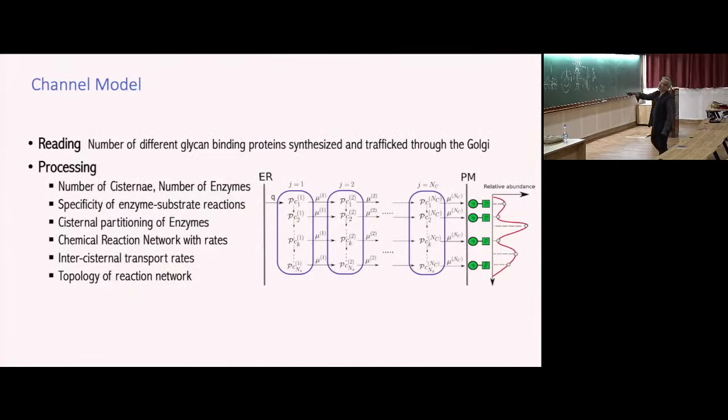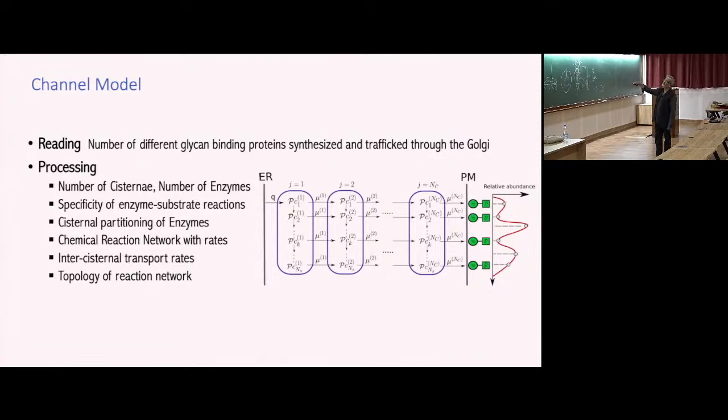You have the ER, it produces processed proteins. They are transferred to the first cisterna, whereupon chemical reactions happen sequentially, PC1, PC2, PC3, etc. Then they are transferred with rate mu to the next cisterna. Again, chemical reactions happen, and so on and so forth.